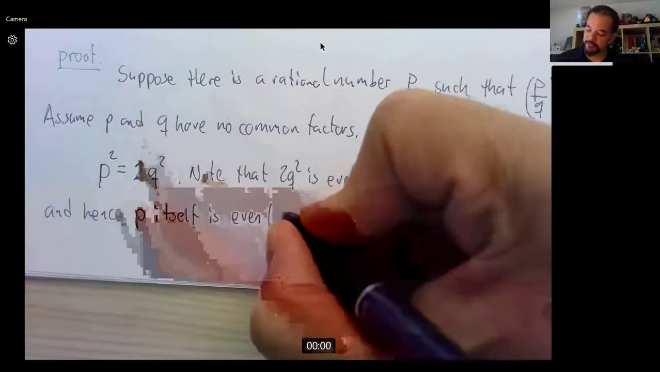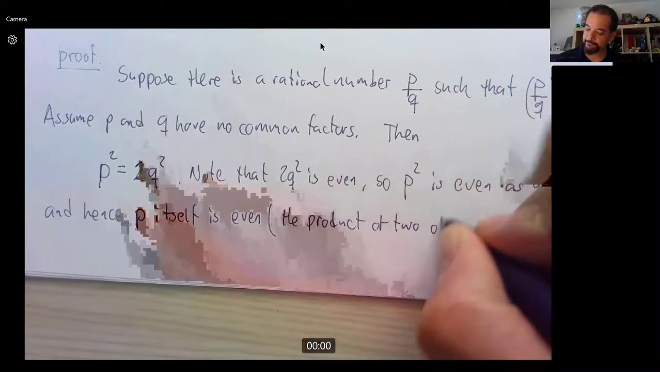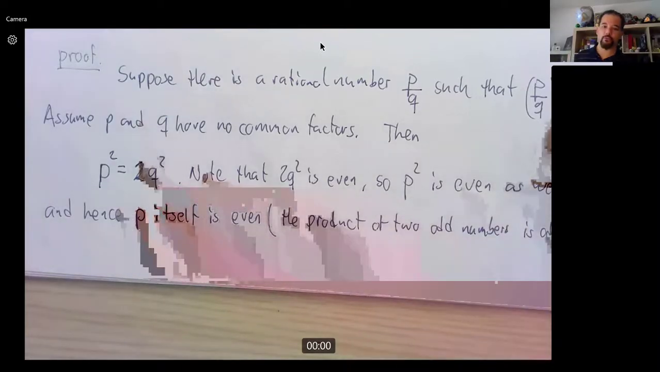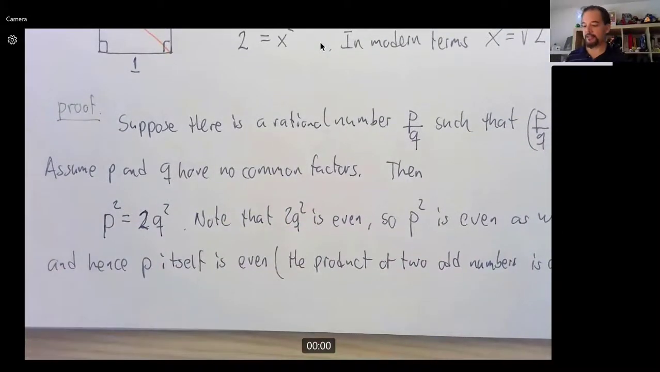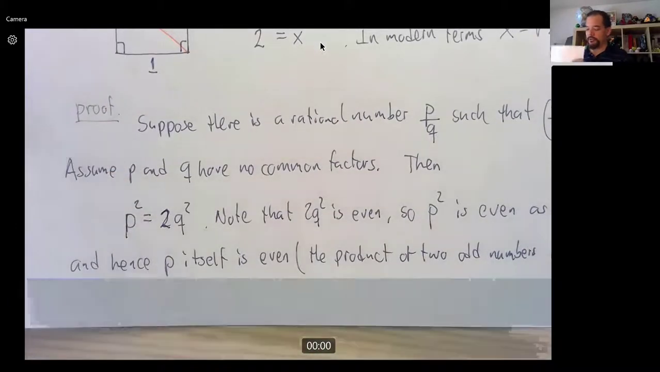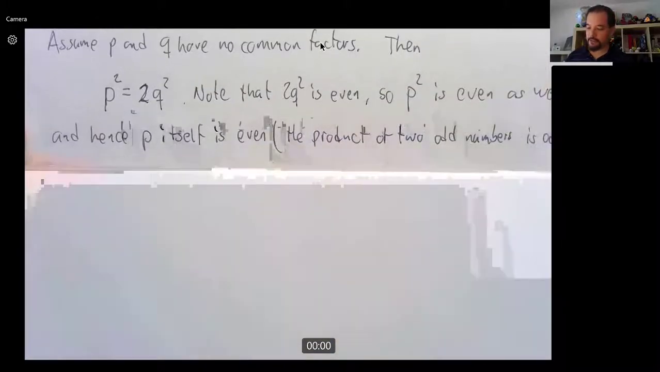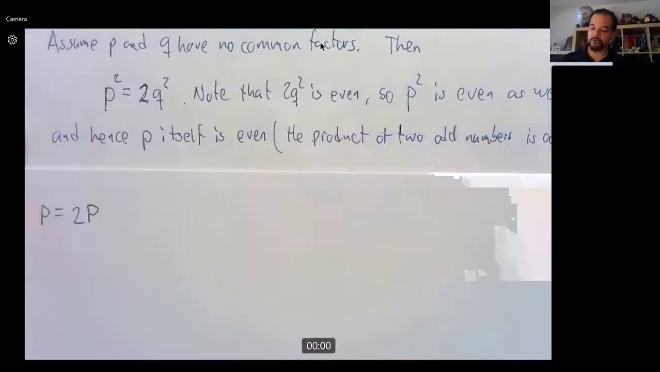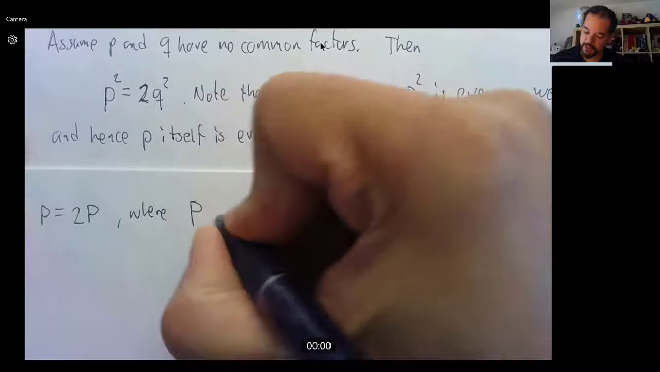And the reason for that is the product of two odd numbers is odd. I'm trying to explain it in the simplest possible way, so only using even and odd numbers. If you know congruences, modules, all of that, then this can be written in an even easier way. But that's what we know. So p has to be even. And what is the meaning of a number being even? Well, p can be written as 2 times something. So let's call it 2 times capital P, where capital P is an integer.